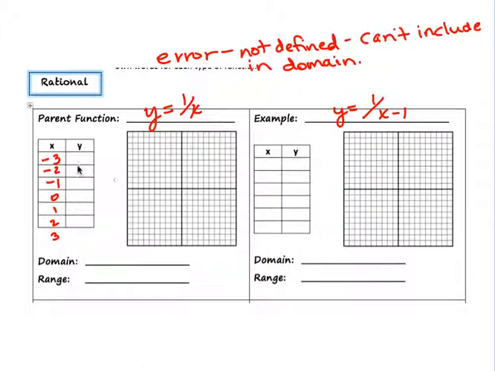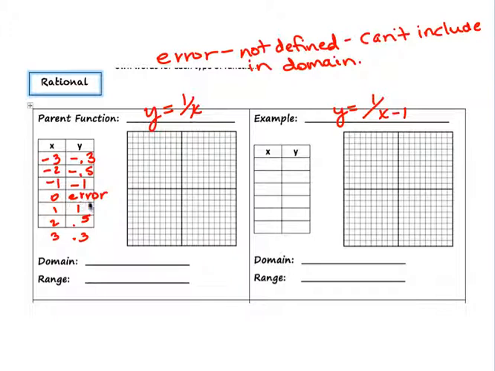You're going to get a lot of decimals for this, so just round. If you put in a -3, you're going to get a -0.3. If you put in a -2, you're going to get a -0.5. A -1 will give you a -1. 0, you're going to get an error, so that means that x can never be 0. 1 is 1. 2, you get 0.5, and 3, you get 0.3. And again, I rounded these.